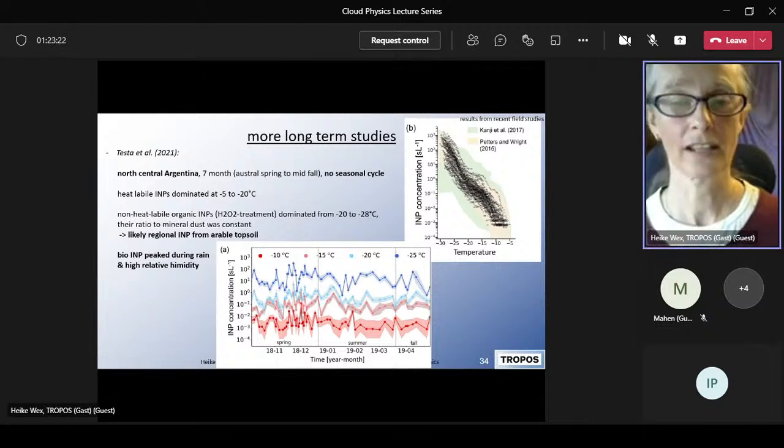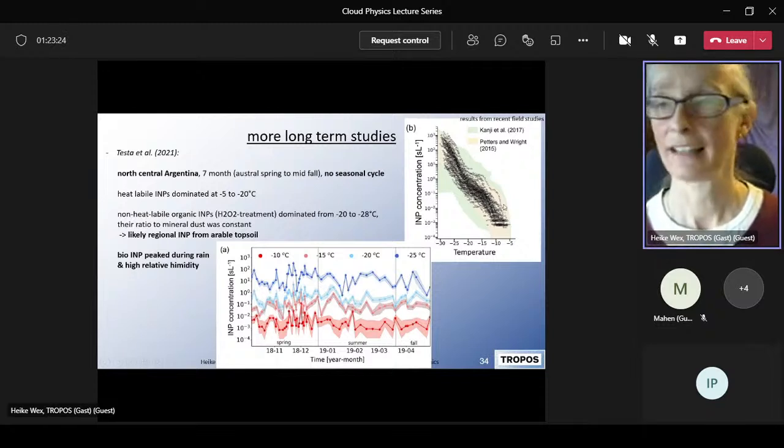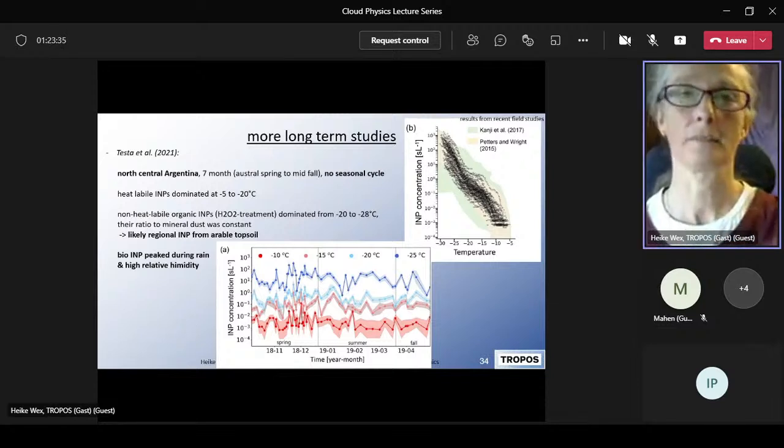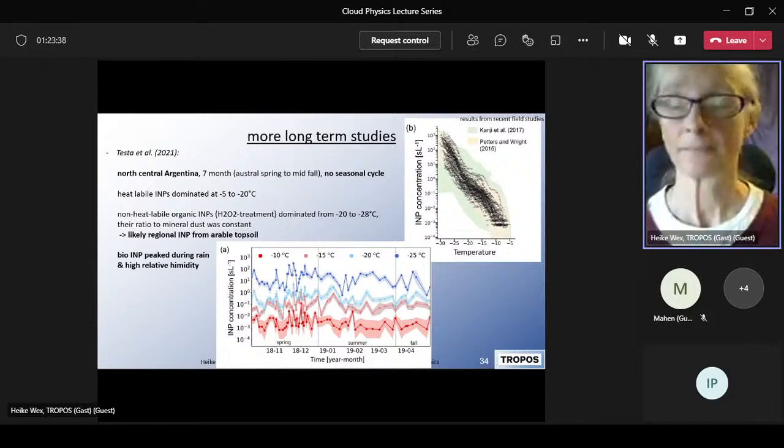They also found one thing, that is the biogenic INP, those up here, they peaked during rain and high relative humidity. So it could be that the surfaces, terrestrial surfaces, emit INP when rain falls on them.